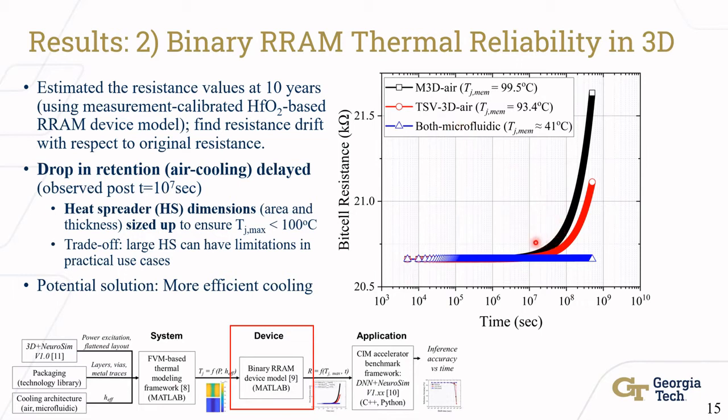And one key reason for this was that we scaled up the heat spreader size such that junction temperatures were maintained below catastrophic limits. And the trade-off with this is that larger heat spreaders can have limitations in practical use cases from reliability and integration as well. And of course, with liquid cooling or monolithic microfluidic cooling, we observed significantly lower change in device retention resistance.